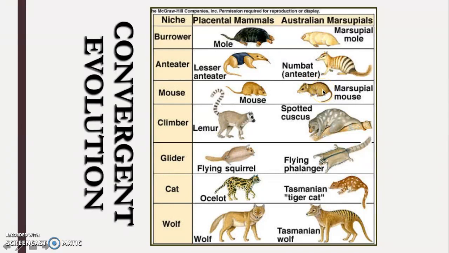So it's super weird, but they're very, very similar animals. If you just saw a lot of these side by side, you'd think that they were super closely related, but in fact, they're more distantly related than you would think. And the flying squirrel and the flying phalanger are an example of that as well. So they look very similar, but they're not exactly the same.